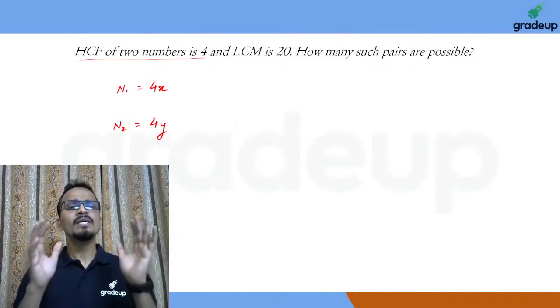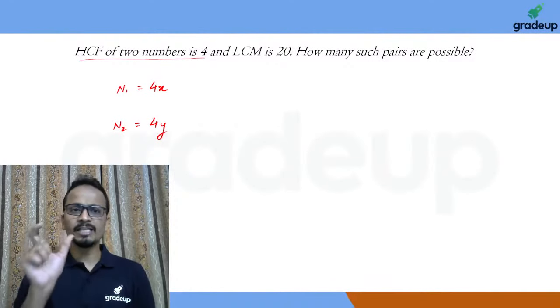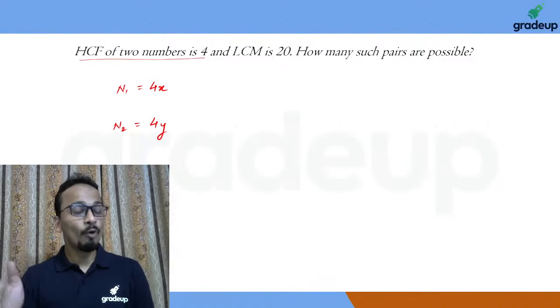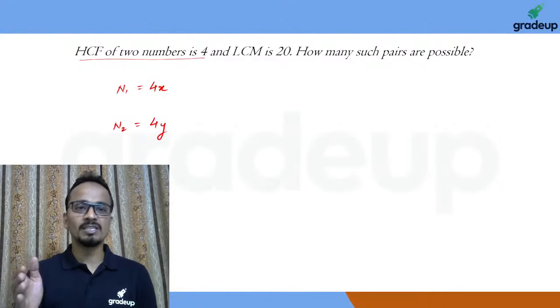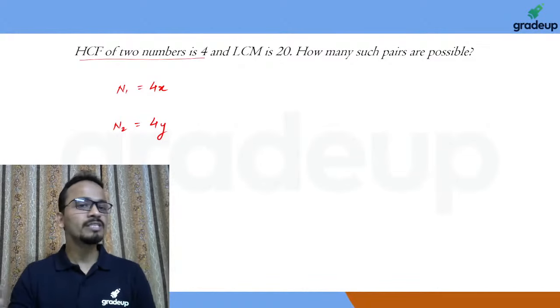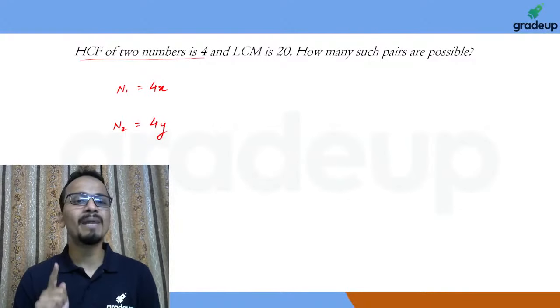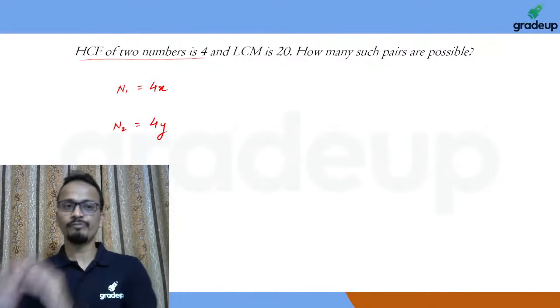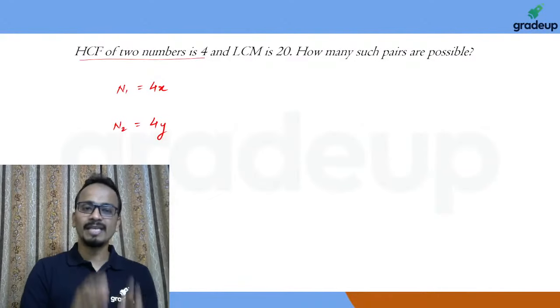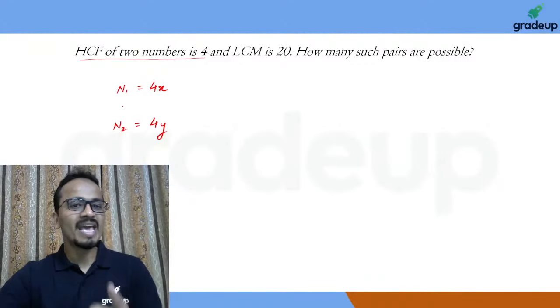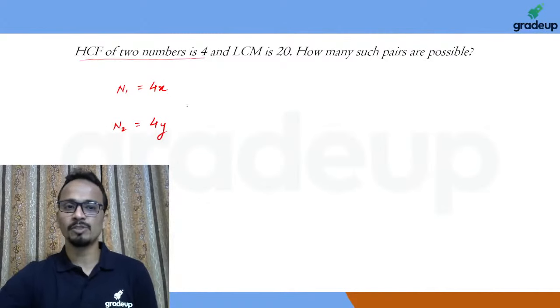Now, the first element of this question, the highest common factor of two numbers, is given as 4. Now, since 4 is the common factor, or I can say that 4 is a factor of both the numbers, reversibly, both the numbers will be multiples of 4. So, if 4 is a factor of any number, then the number will be a multiple of 4. All right. So, I have assumed n1 and n2 as 4x and 4y. That means the multiples of 4.